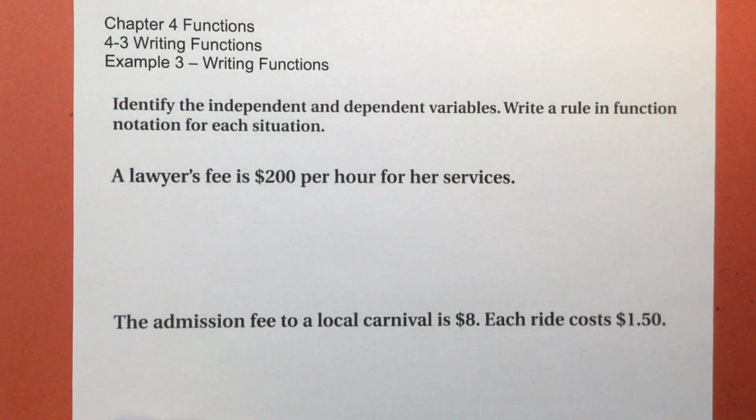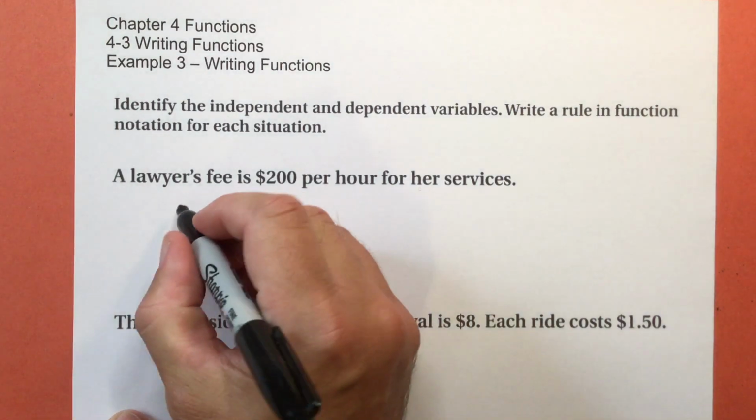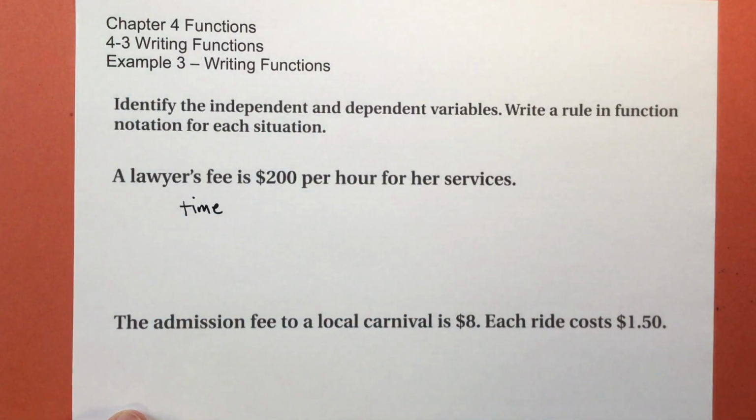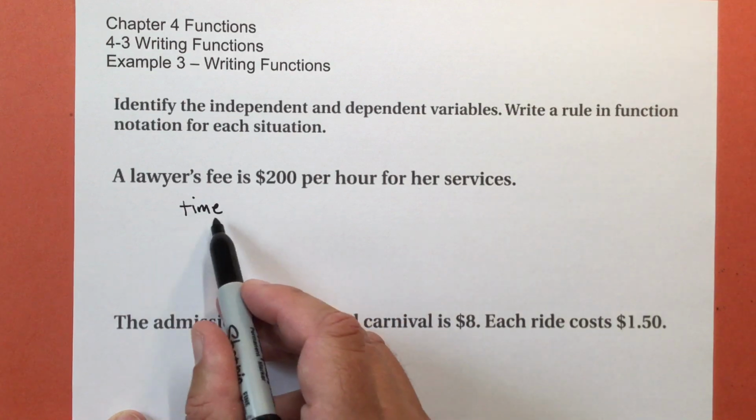Unlike the last video, I'm just going to straight up go for it. The two things that are being measured here is the time that the lawyer is going to work. And if you know anything about lawyers, they will bill you by the hour, by how long they're going to work for you. Okay? And of course, this is measured in hours, but the actual variable is time.